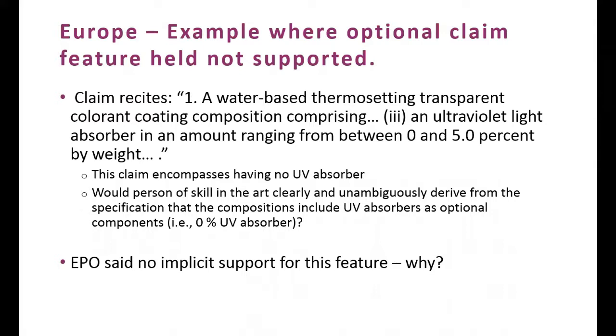This is a claim to a color encoding composition, and it requires an ultraviolet light absorber in an amount of between 0 and 5% by weight. So a very common type of composition claim, a common way of claiming a weight range. So the claim encompasses having no UV absorber, which is the 0, the lower bound of that range.